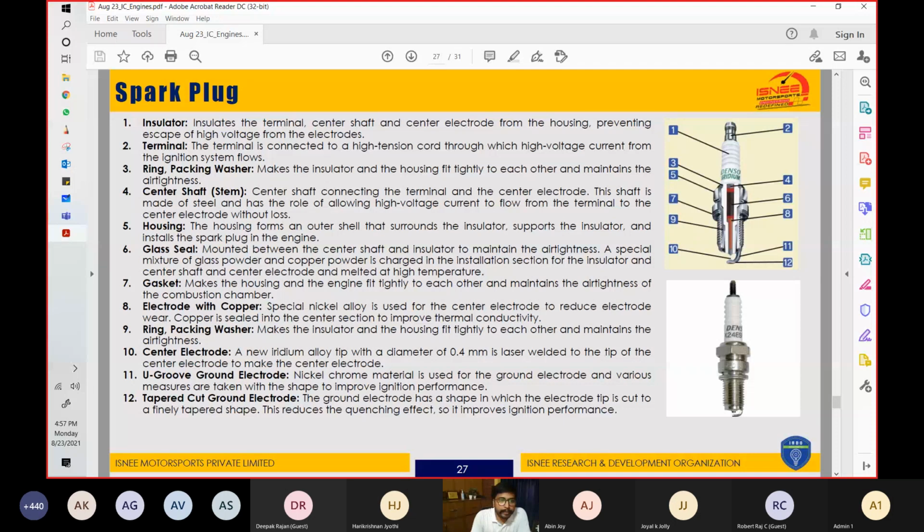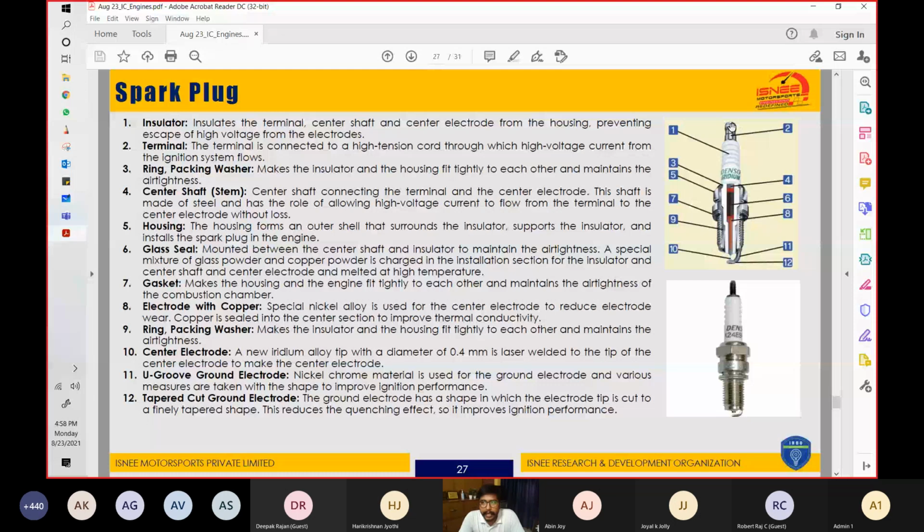The terminal is connected to a high tension cord through which the high voltage current from the ignition system flows. Now this is the part which is connected to your cable. So if we talk about a two-wheeler engine or a bike engine basically, you will see that the spark plug is visible to you from the outside. And if you happen to pull up the plug, you will see this part.